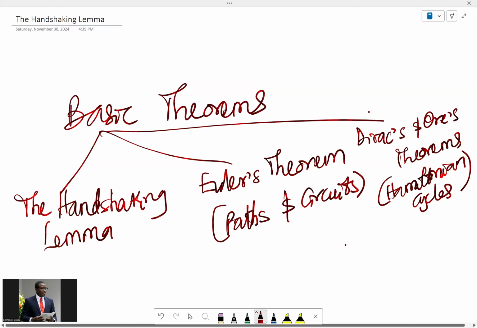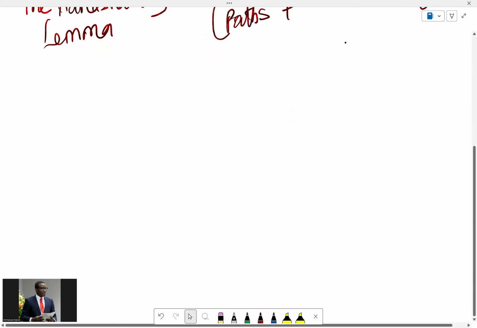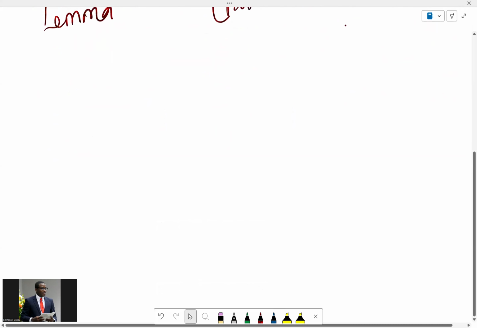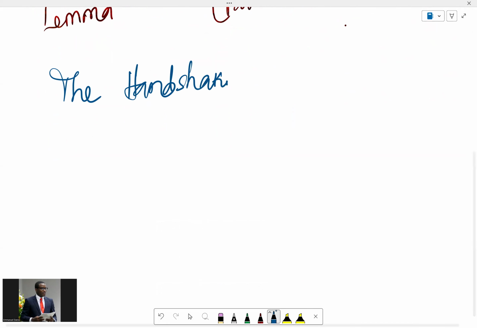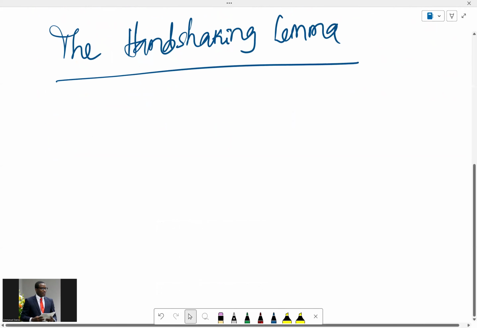So these are the basic theorems, and I'll be taking them one after the other as we continue. The focus today is on the handshaking lemma. It's a very sweet and simple theorem in graph theory. Let's look at that. The handshaking lemma. And what does the handshaking lemma say?